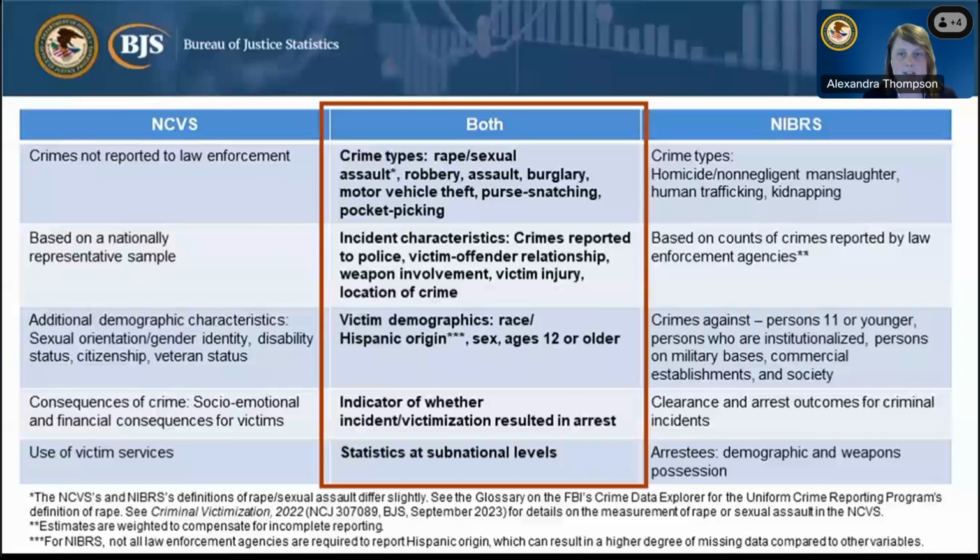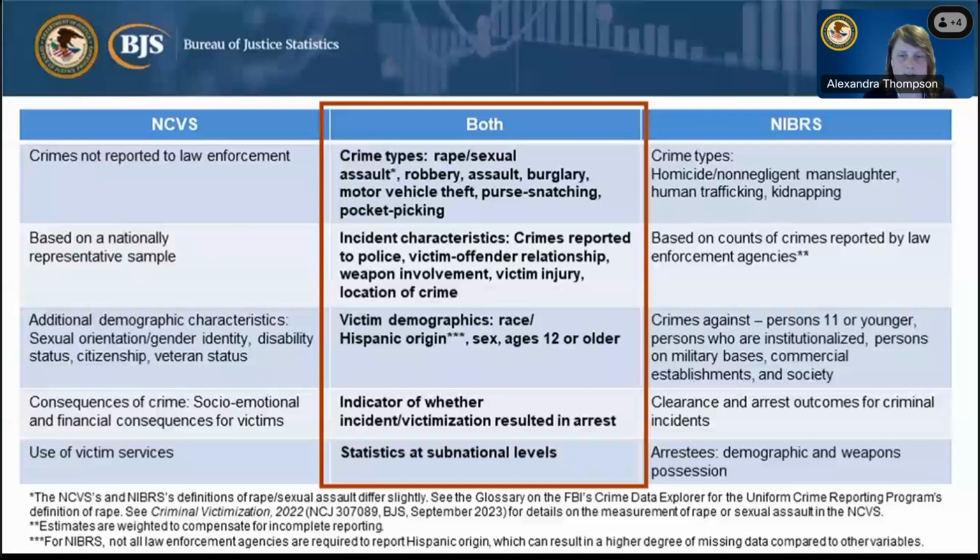Both data collections collect different incident characteristics about the crime or criminal incident, such as crimes reported to the police, victim-offender relationship, whether a weapon was involved, if the victim was injured during the incident, and the location of the crime. Both collections also cover some victim demographics, such as race, Hispanic origin, victim sex, and crimes against persons age 12 or older.